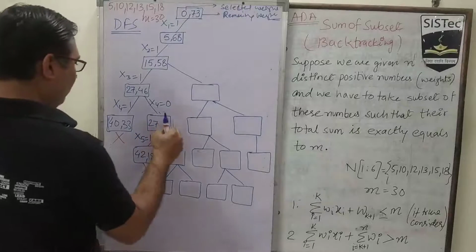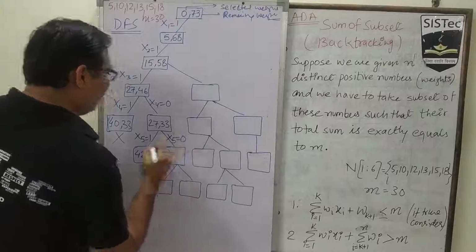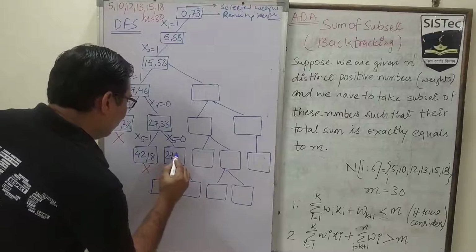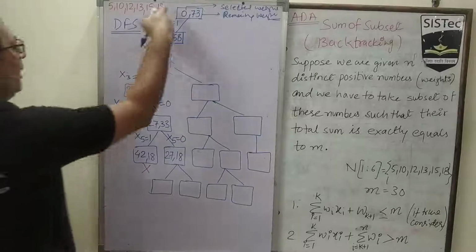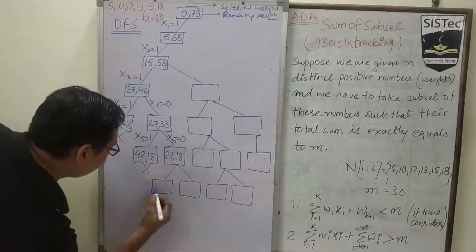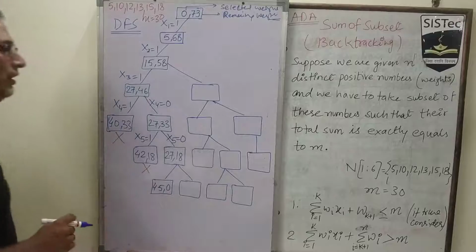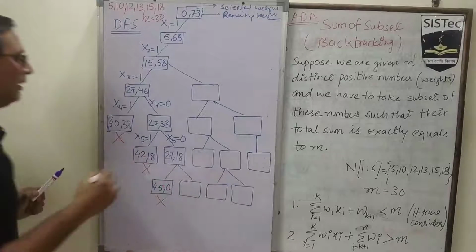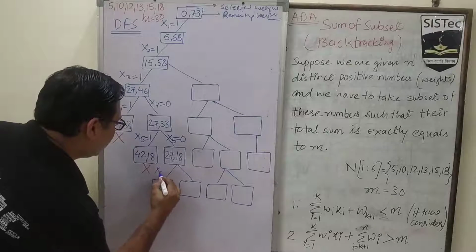Now we will backtrack to this and not select x5. Leaving x5, in that case we will be left with 27 and 18. Now we will go with the sixth one, that is 18. So this will be 45 and the remaining weight will be 0. Again it exceeds 30. This cannot be our solution. We will discard it. This was x6 equals 1.